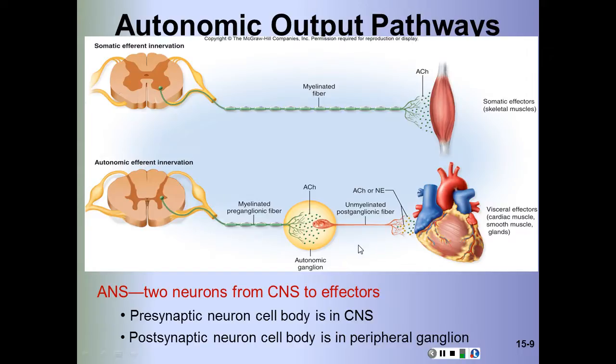But then the postganglion neuron, its axon is going to extend from this autonomic ganglion to the target cells. Now, unlike the somatic motor neurons, the postganglion fibers of the ANS do not synapse with specific targets, but with a chain of varicosities stimulating many cells simultaneously.